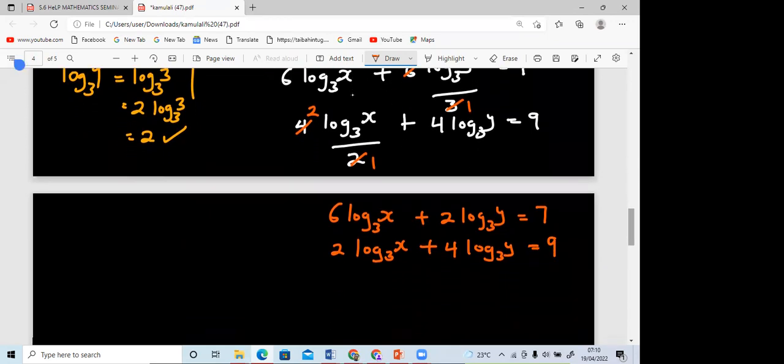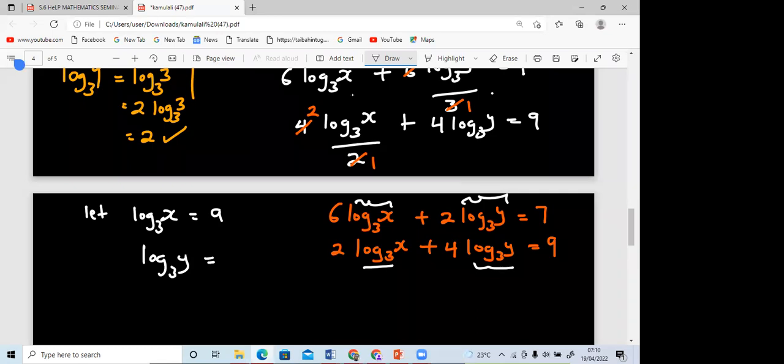So once you reach this step, your next thing to do is to notice that log 3x is common here and is common here. Log 3y is common here and is common here. So I'm going to say let log 3x equal to a, and let log 3y be equal to b. So where there is log 3x, I put a. Where there is log 3y, I put b. So I'll have 6a plus 2b is equal to 7. Then I have 2a plus 4b is equal to 9.